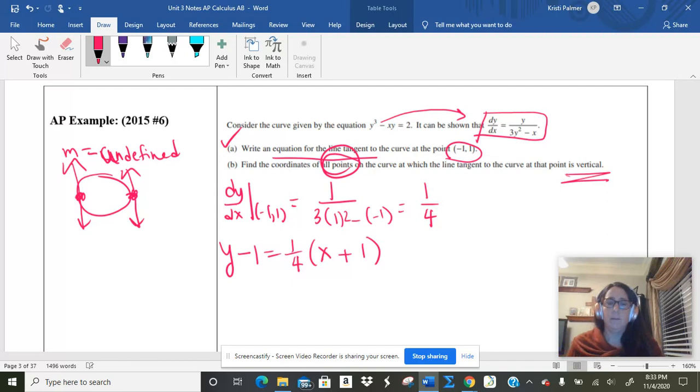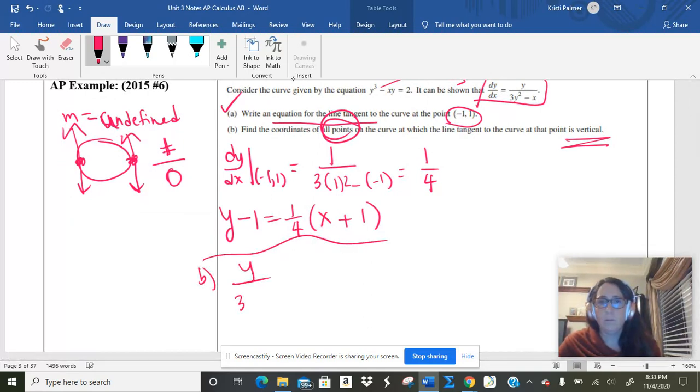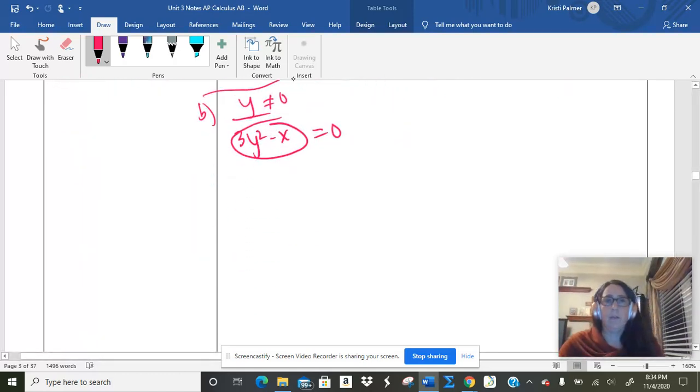So when do I have an undefined slope? When I have a number that's not 0 over 0. That's going to give me this vertical tangent line. So I look at this slope, and it says, I want to know where the denominator is equal to 0, but the numerator is not 0. That's where a vertical tangent line would occur. So I know that that's where x equals 3y squared.